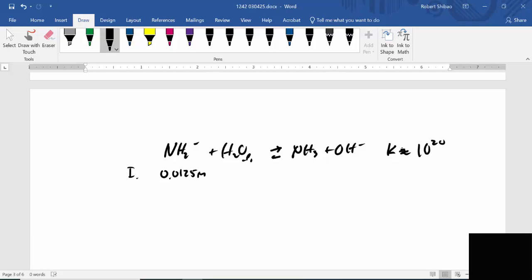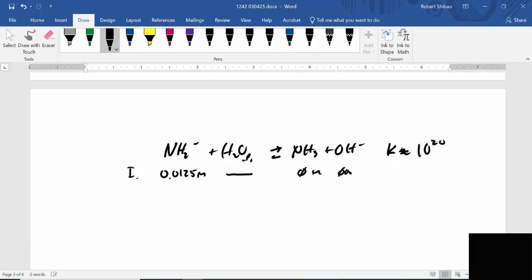Now, do you know the concentration of water? The concentration of water in pure water is 55.5 molar. But it doesn't change. Does the activity of water change? So when we have water in the ice table, we just draw a line. We're not going to deal with it because it's a pure liquid. And then we're going to go 0 molar and 0 molar.